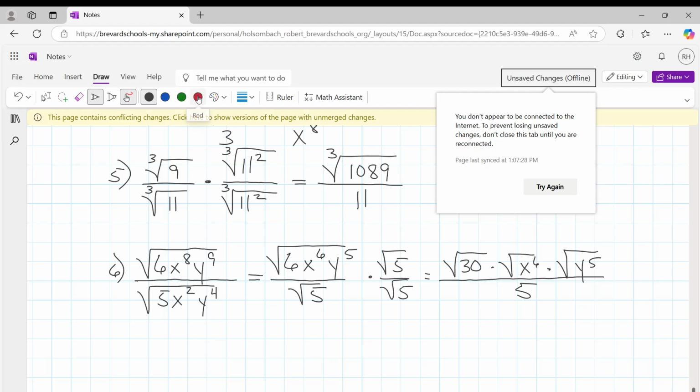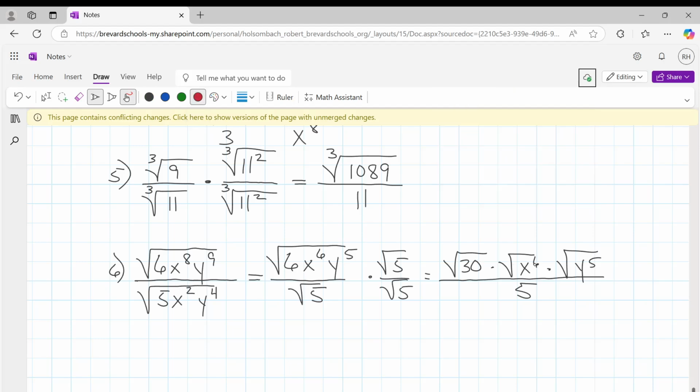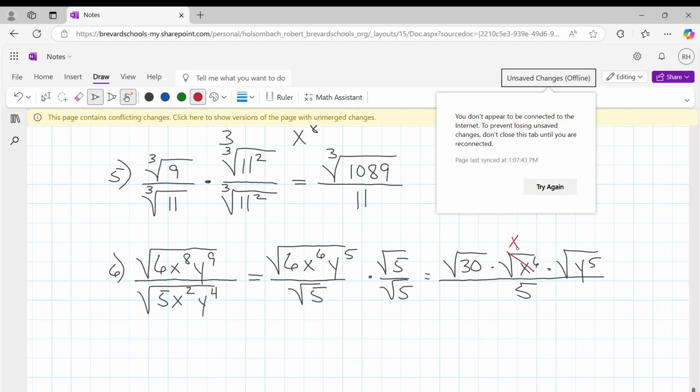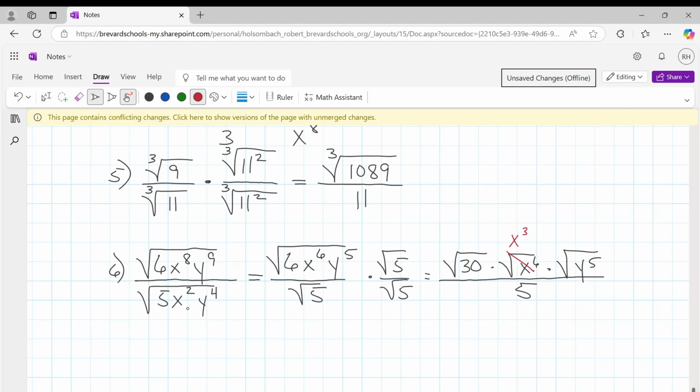So then this x to the 6th is a perfect square, and it simplifies to x to the 3rd. The square root of y to the 5th simplifies to the square root of y to the 4th times the square root of y. And the square root of y to the 4th is a perfect square, and it's equal to y squared.